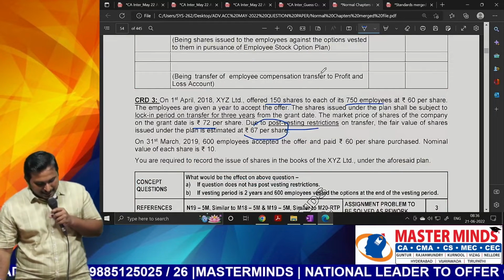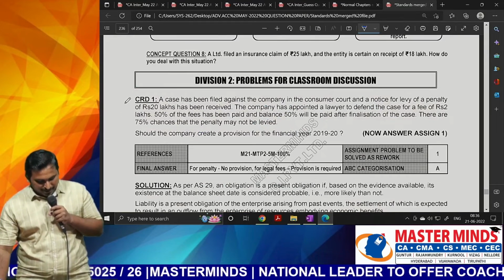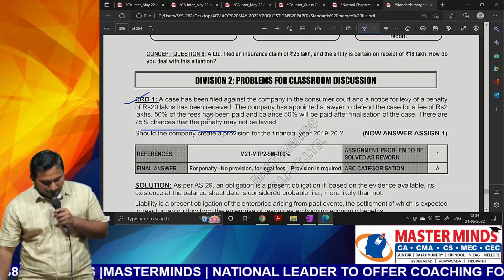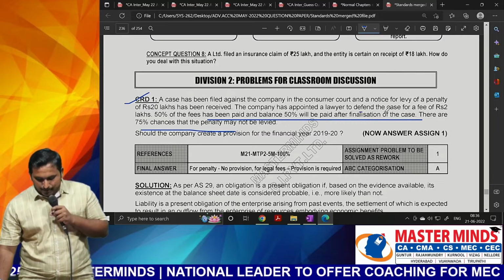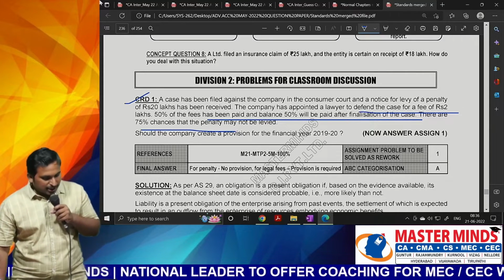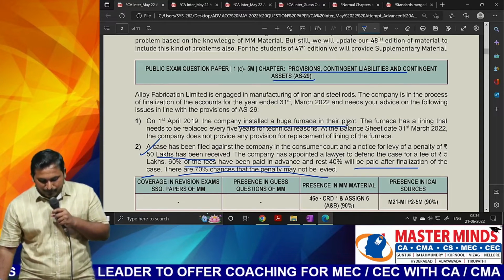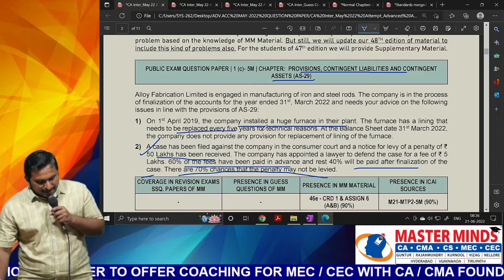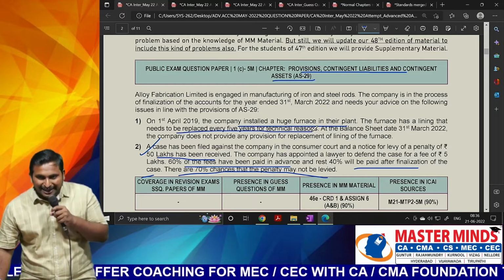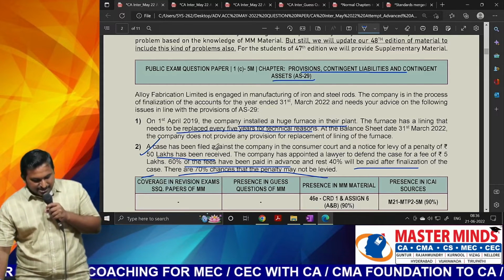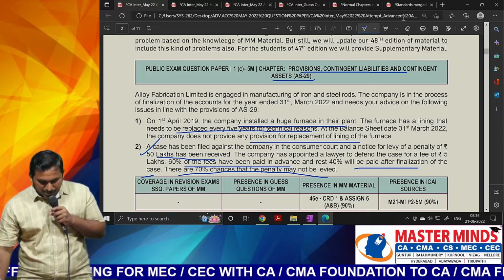We are having exactly the same question in our material. The first question only. Percentage alone different, sir. Exactly same. Percentage alone different. So you can easily answer. Next, a company installed a huge furnace on their plant. The furnace has a lining that needs to be replaced every 5 years for technical reasons. At the balance sheet date, company does not provide any provision for replacing of furnace.